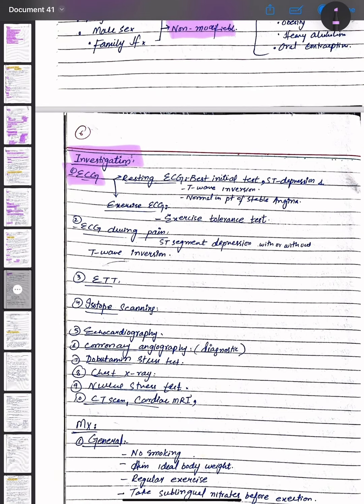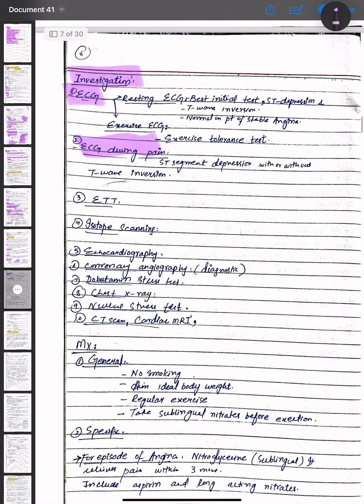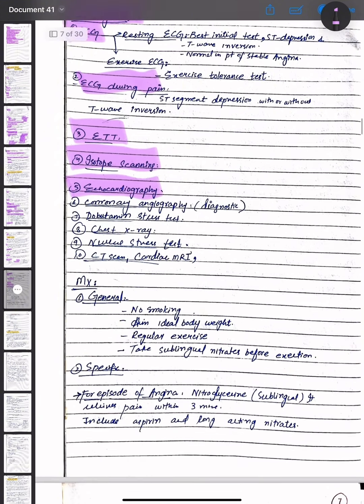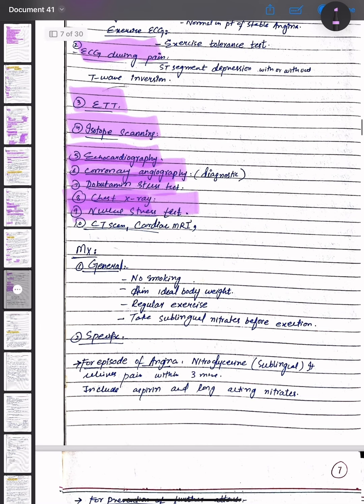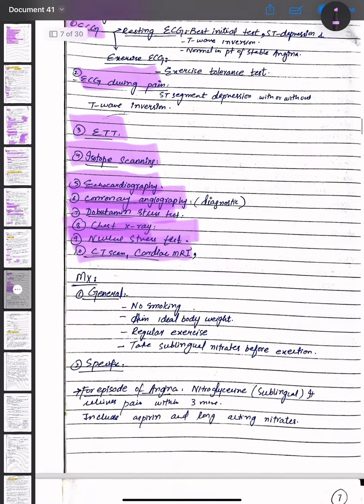Then the ECG during pain is done, that is ST segment depression with or without T wave inversion. Then ETT is done, and isotope scanning, echocardiography, coronary angiography, which is diagnostic, dobutamine stress test, chest X-ray, and the nuclear stress test, and the CT scan, and the cardiac MRI. These are the investigation options for stable angina.